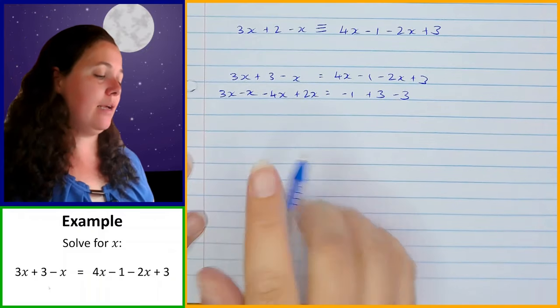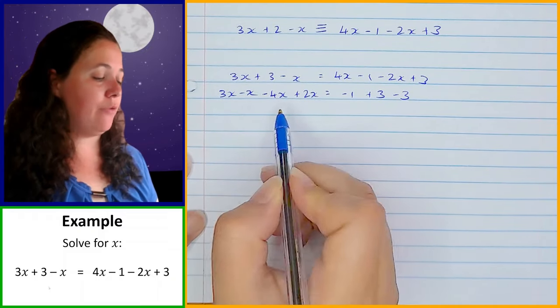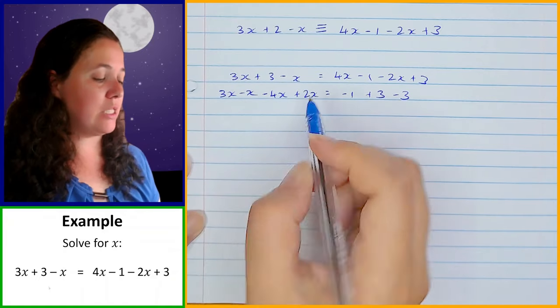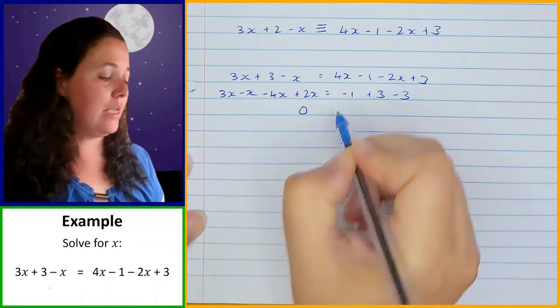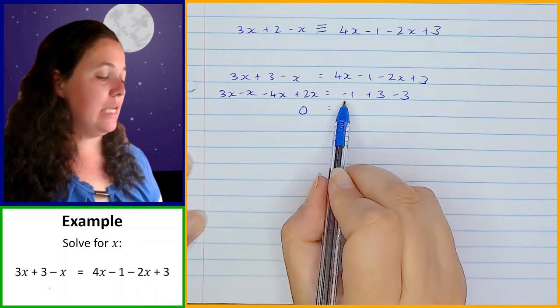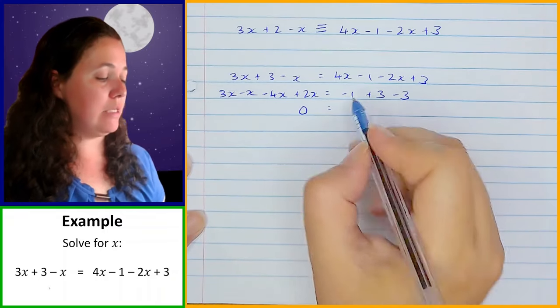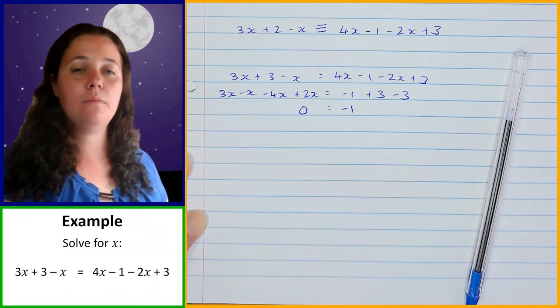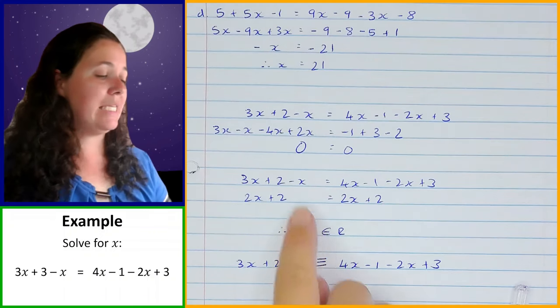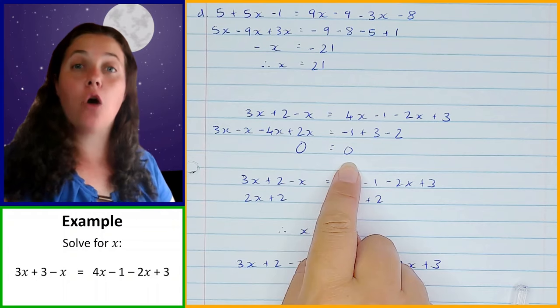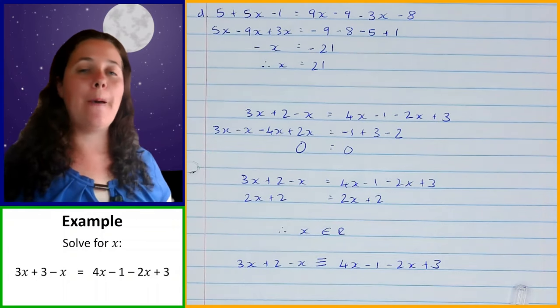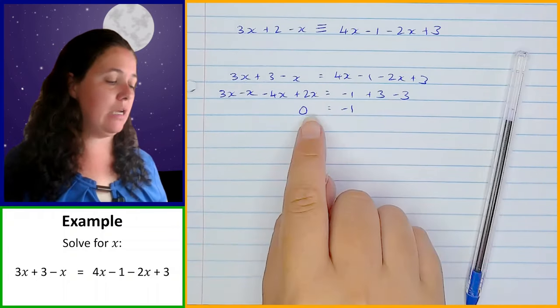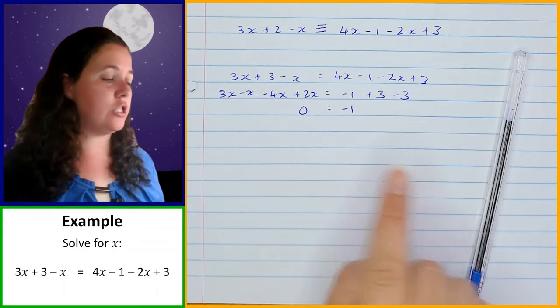Okay, so now over here, this is exactly the same as what I had before. 3x minus x minus 4x plus 2x all cancels, giving me 0 equals. But now on this side, negative 1 plus 3 minus 3 is equal to negative 1. Now this is different to the previous example. If you look at the previous example, I ended up with 0 equal to 0, and they are equal. 0 is equal to 0. But if I look at this one over here, 0 is not equal to negative 1.